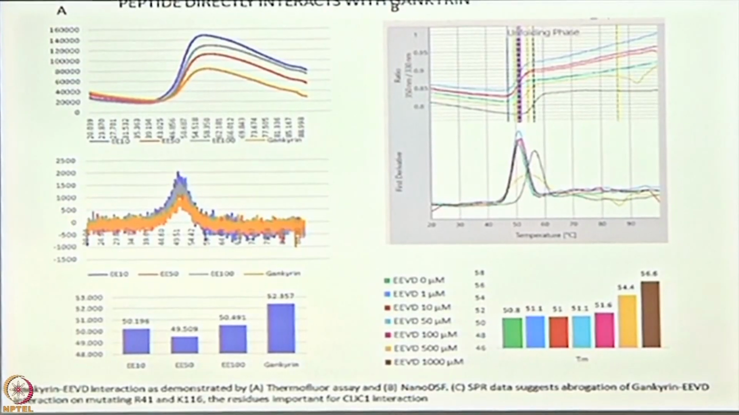So now, does the peptide directly interact with the protein? You need to do a series of experiments to establish that the peptide directly interacts. Of course, it interacts because it inhibits the complex, but does it directly interact? We did a series of experiments where there was a thermofluor assay, and there was also a nano-DSF. I think you are familiar with it now that the courses have been conducted. So you can look at these, and then we established that there is a direct interaction.